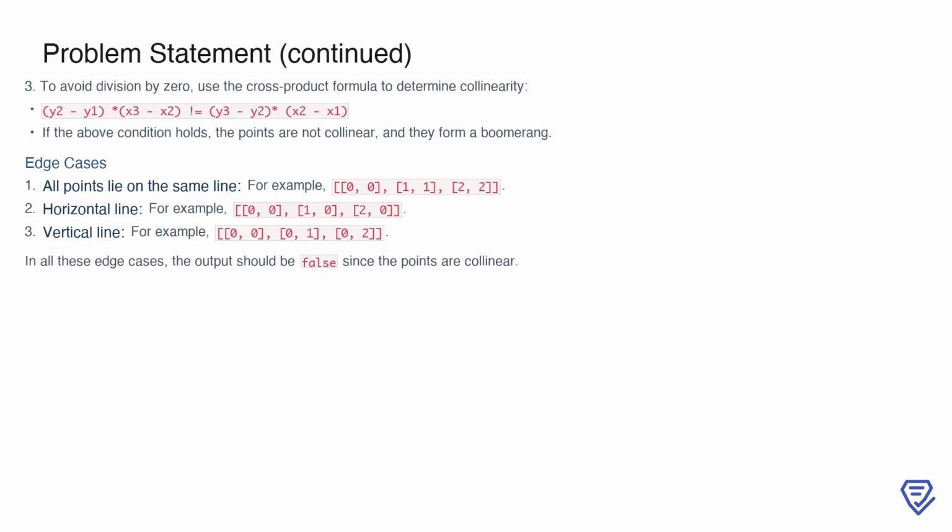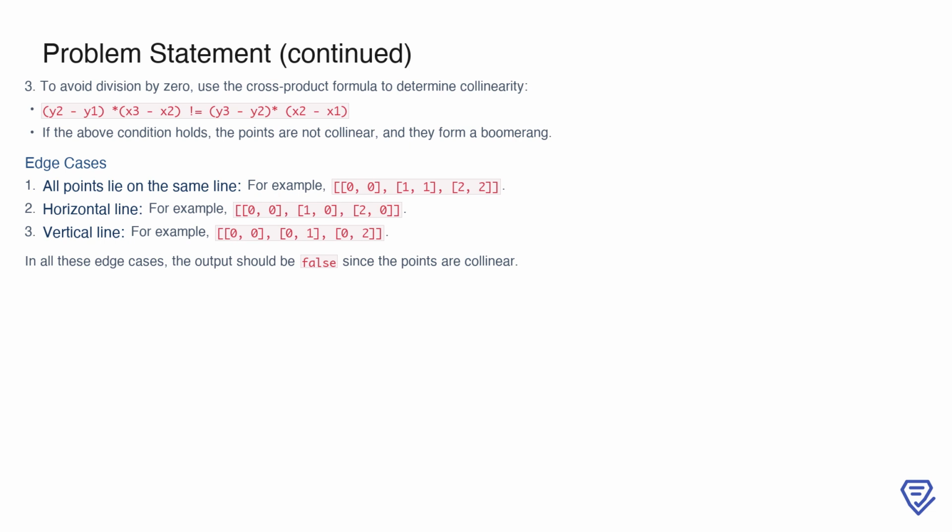To avoid complications like division by 0 when calculating slopes, we can use the cross-product formula. Specifically, the points (x1, y1), (x2, y2), and (x3, y3) are not collinear if the expression (y2 - y1) * (x3 - x2) != (y3 - y2) * (x2 - x1) evaluates to true. This approach ensures numerical stability and simplicity.